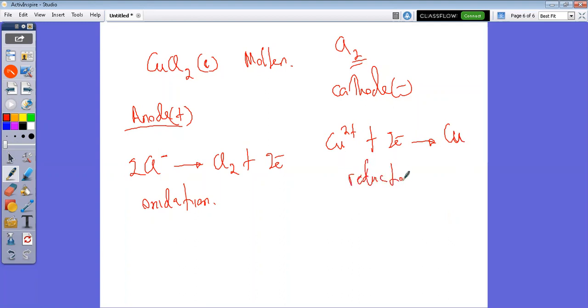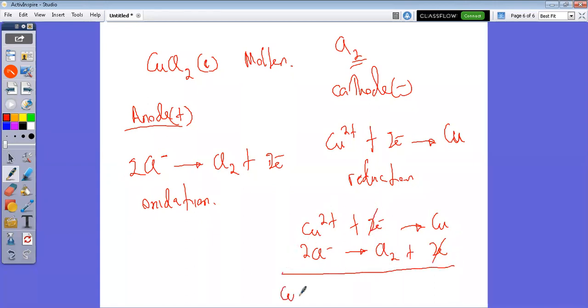So to write the full ionic equation is easy because the electrons are the same. If we were to bring these equations together so that we write the full ionic equation, the electrons cancel out. Then if you simply add, you get Cu2+ plus 2Cl- to give you copper metal Cu plus Cl2. That's the full ionic equation. Is that clear then? Yes, sir.